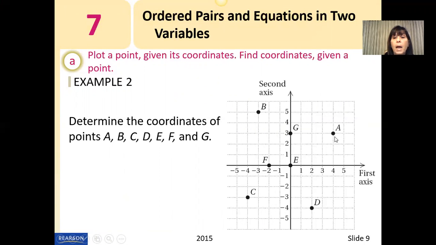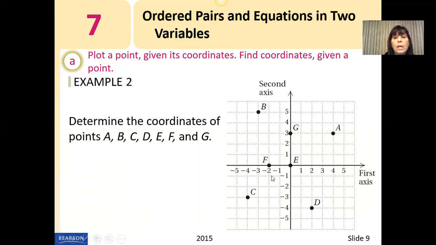Point A: I would look at the x coordinate first, so that was a 4, and the y coordinate is 3, so the point A is the ordered pair (4, 3). For B, the x coordinate is -3, the y coordinate is 5, so this point will be (-3, 5). For point C, the x coordinate is -4, the y coordinate is -3, so that point will be (-4, -3). Point D is a +2 and a -4, so that point's coordinates are (2, -4).